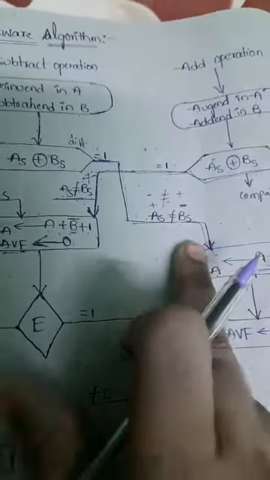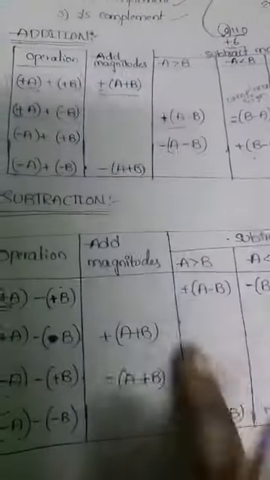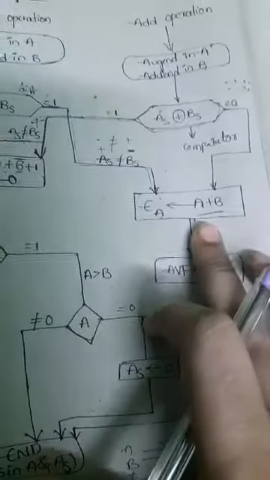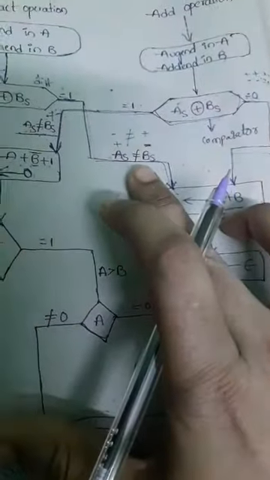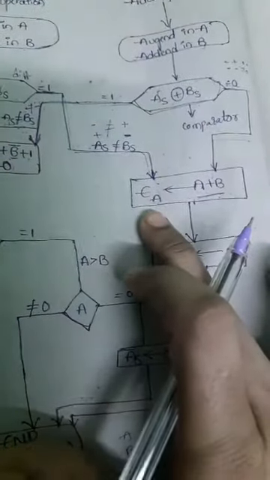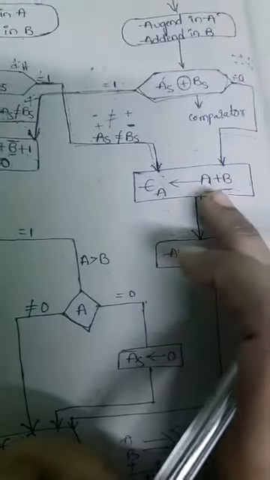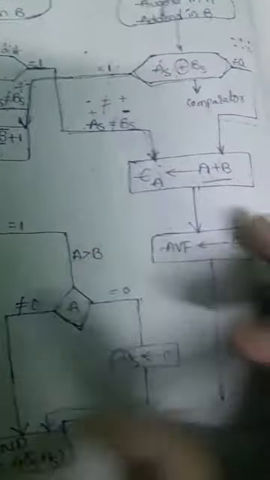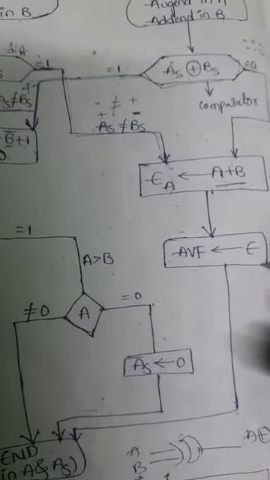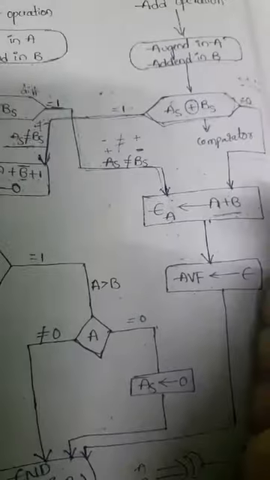If the result is 1, then we have to add the magnitudes, that is A plus B, right? So we do the addition operation. If AS is not equal to BS, then add the magnitudes and the result will be stored in the EA register. Any output carry will be transferred to AVF. We already know that, right? So this is the case when signs are different. Now we'll go with the other procedure.